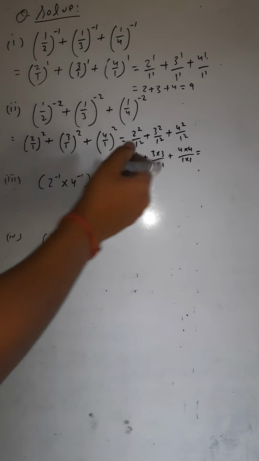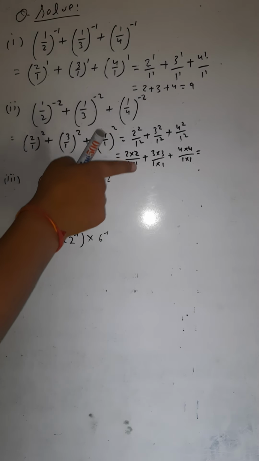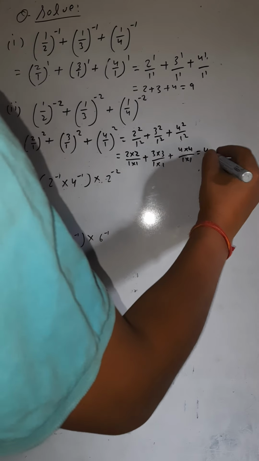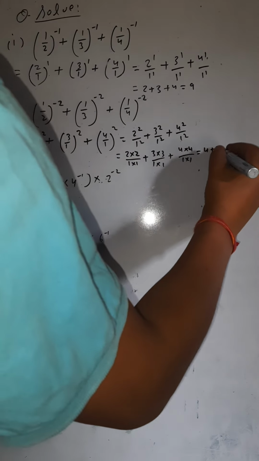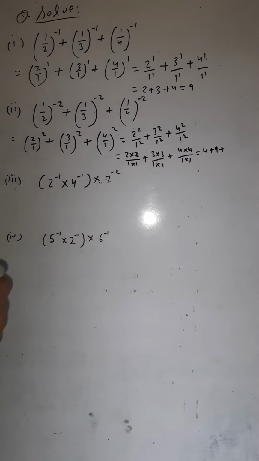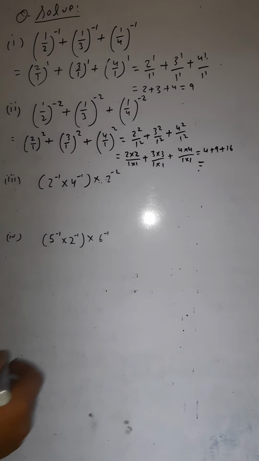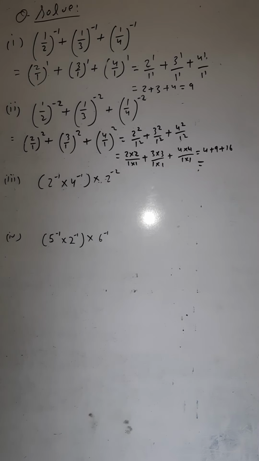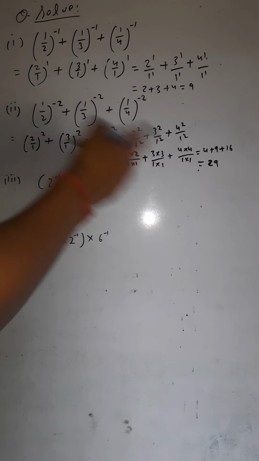2 to the 4. Here if you see 2 to the 4 divided by 1 to 1, so 4 by 1 would be 4. Plus 3 to the 9 divided by 1 would be 9. Similarly, 4 to the 16 by 1 would be 16. So answer is how much now? 16 plus 9 plus 4 would be 29. So 29 is the answer.